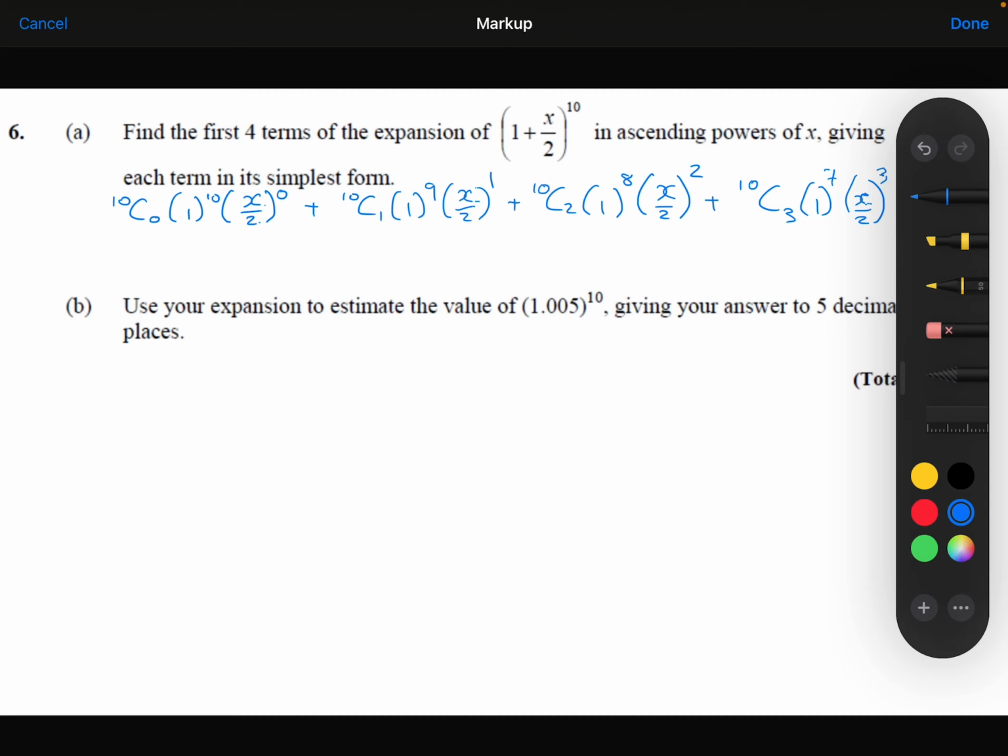Now let's simplify each of those terms. So 10c0 is 1, 1 to the power 10 is 1, and (x/2) to the power 0 is 1. 10c1 is 10, 1 to the power 9 is 1, (x/2) to the power 1 is x over 2.